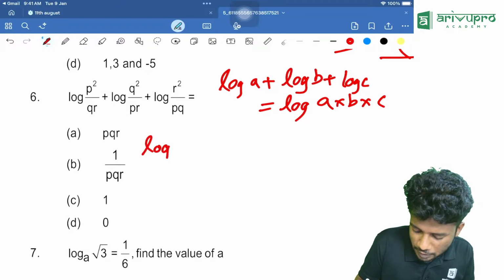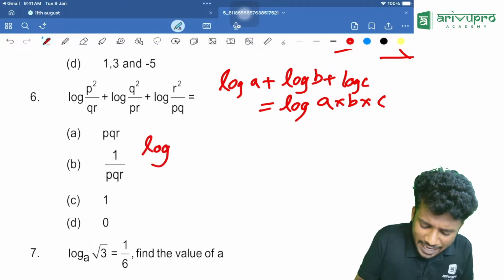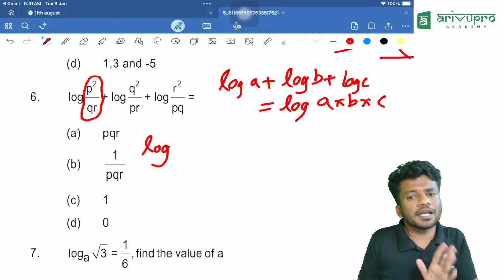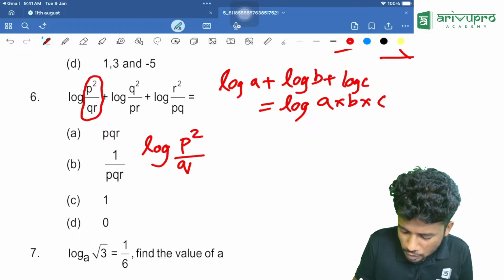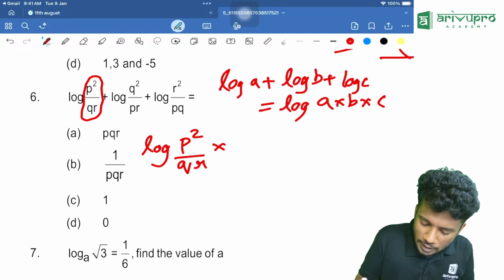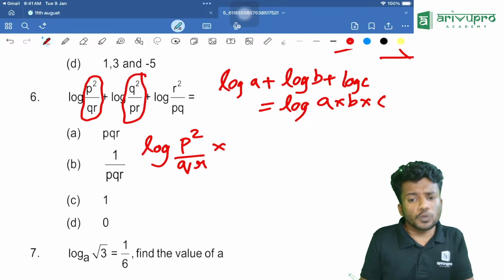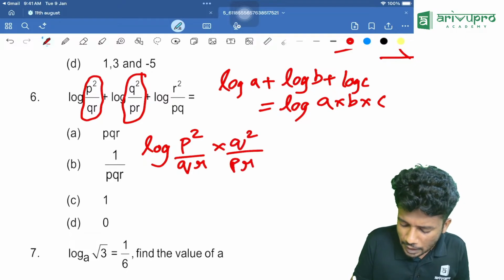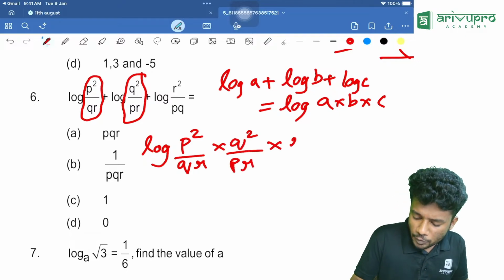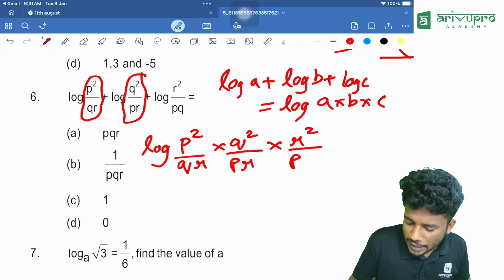So that is nothing but log of, instead of A, who is sitting there? That is P square divided by QR. So you will write P square divided by QR into, then instead of B, who is sitting there? Q square divided by PR. So Q square divided by PR into, finally, who is sitting there? R square divided by PQ.